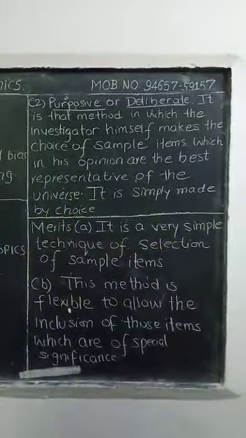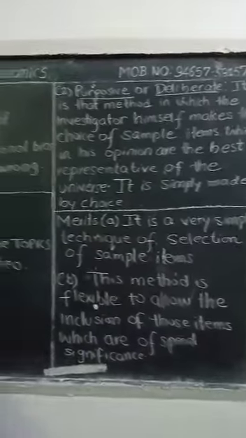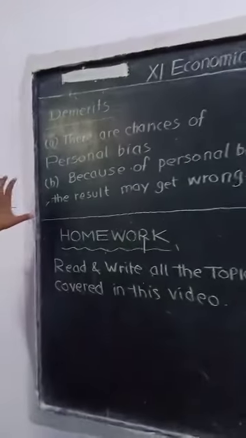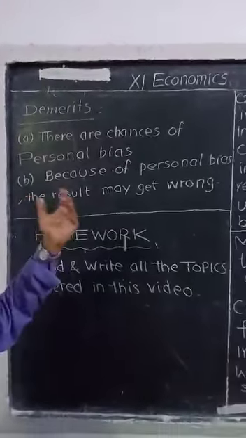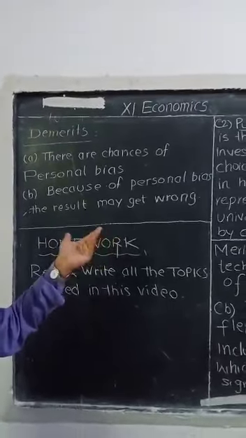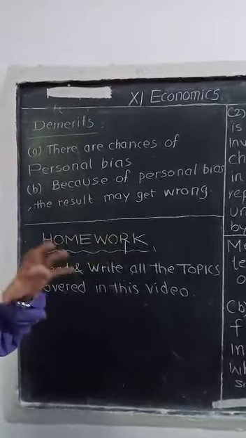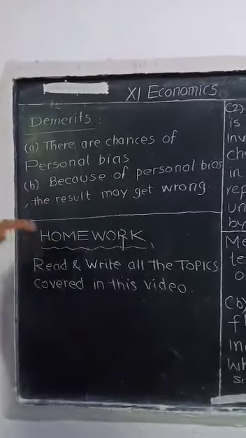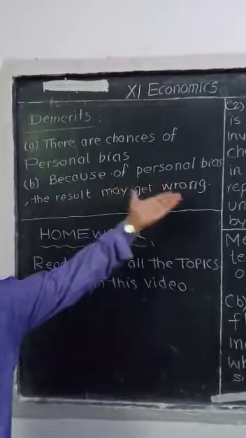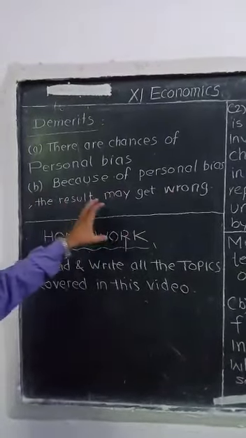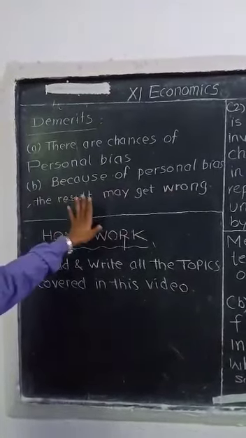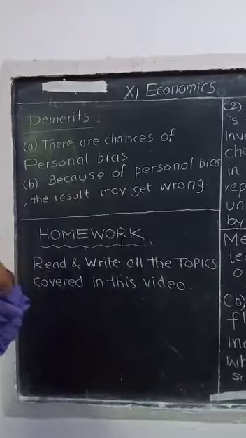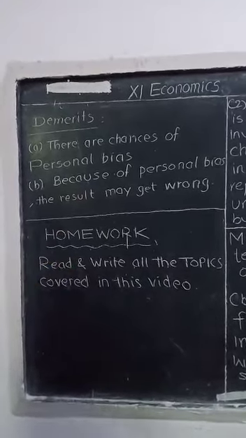But this method has some demerits also. What are those demerits? There are chances of personal bias. If the investigator makes his own choice, there are some chances of personal bias and partiality. And second, because of partiality and personal bias, the result may go wrong. So this method is not that trustworthy, due to the personal bias of the investigator.